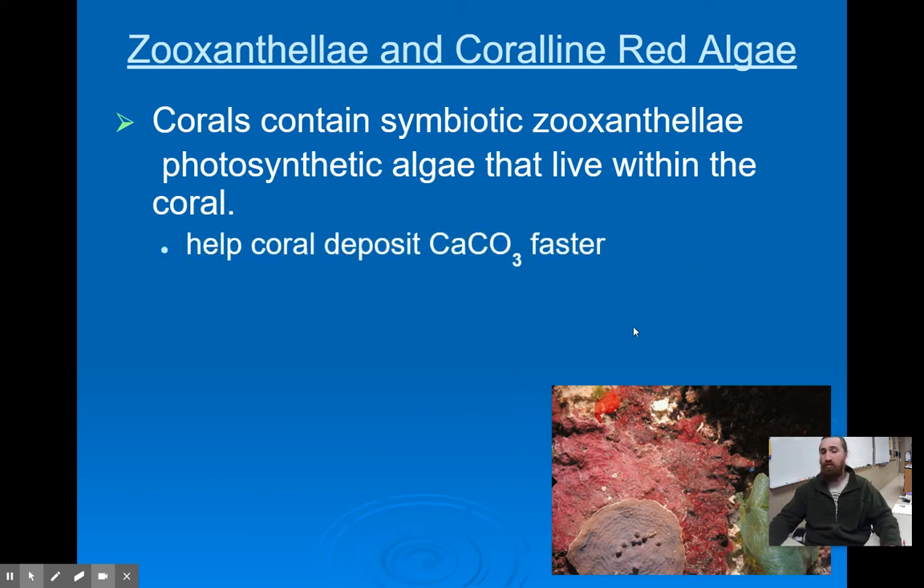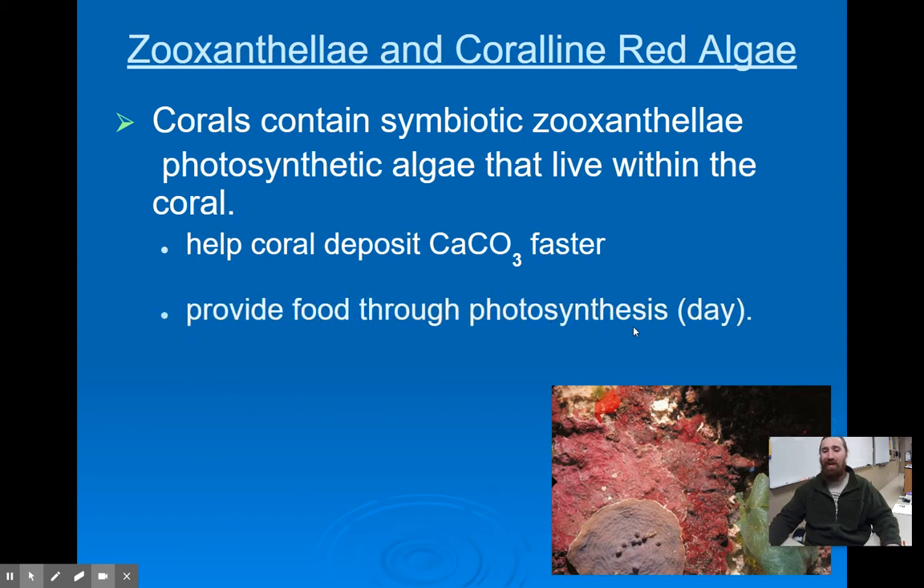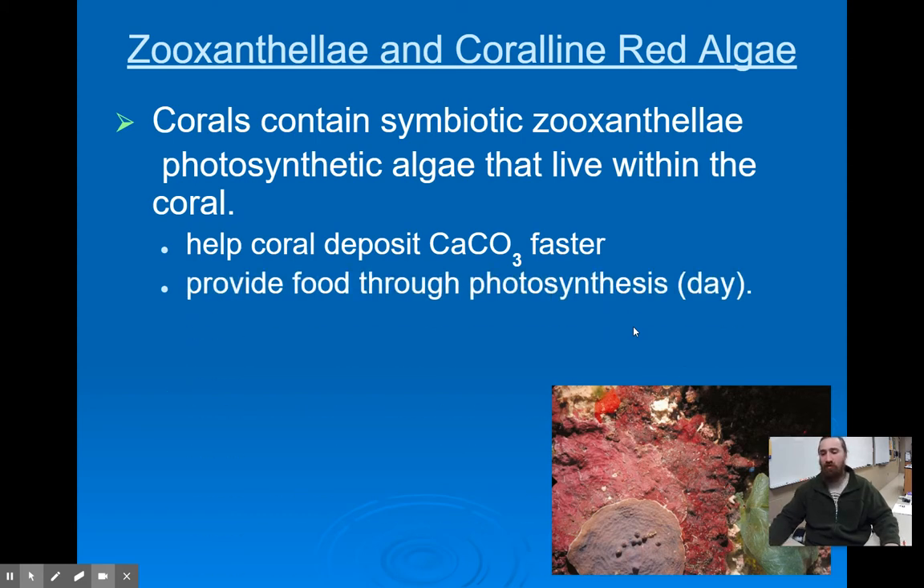That helps the coral deposit its calcium carbonate faster, and it provides food through photosynthesis. So this zoo actually attaches to this coral and gives the coral food while the coral is giving it a place to live. So giving it that plus-plus relationship, making it mutualism.